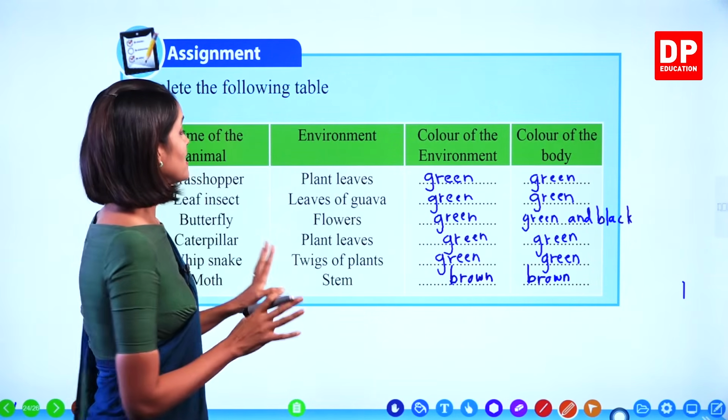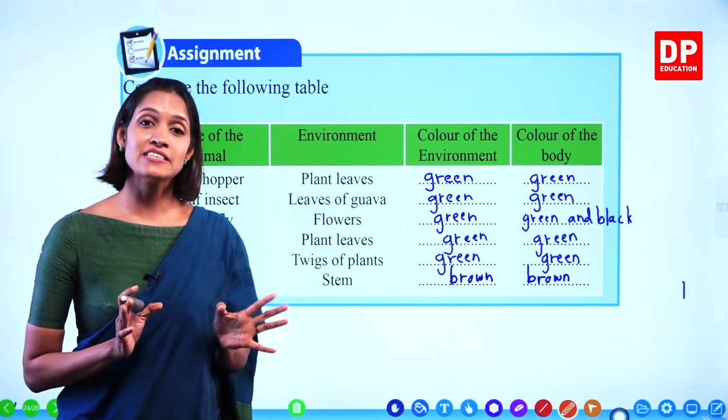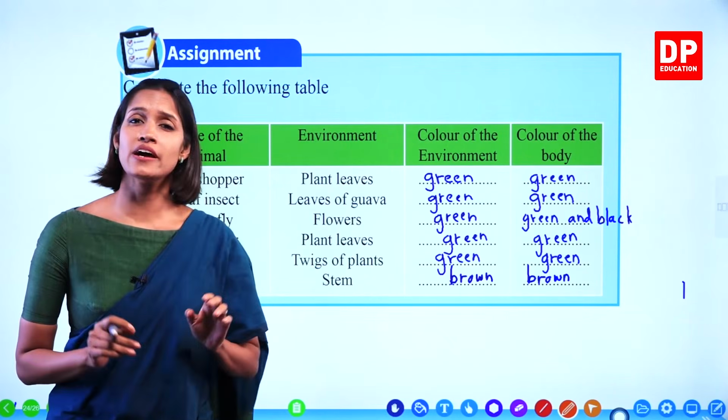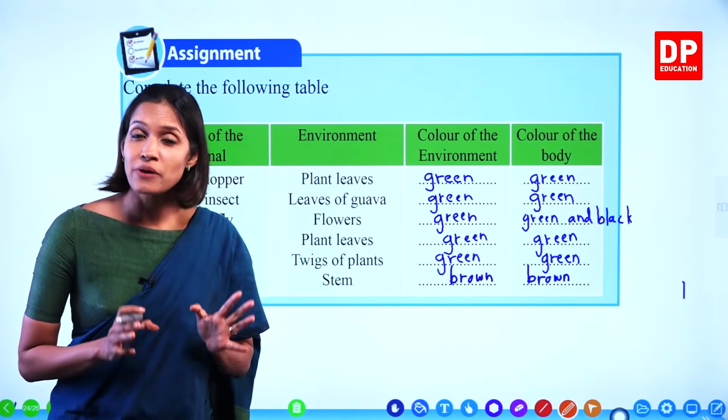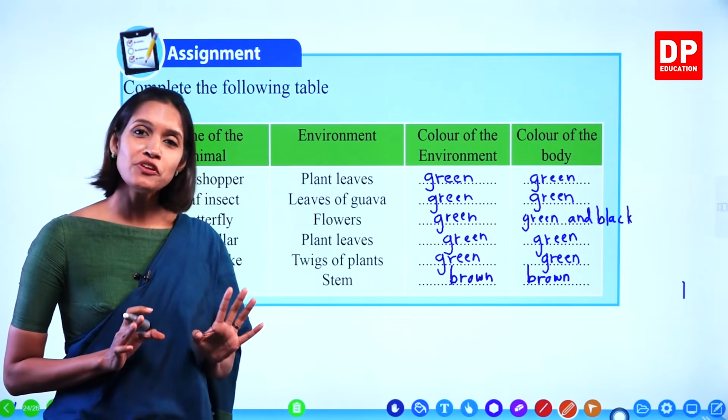Okay, children. I hope this part is very clear, and at the same time, after learning this part, I hope it's pretty clear about camouflage. We will move to the next one.